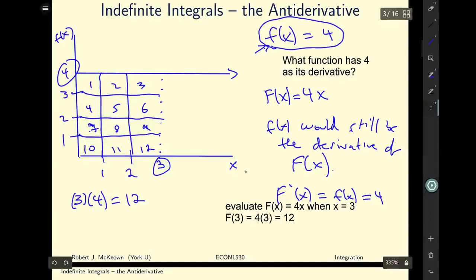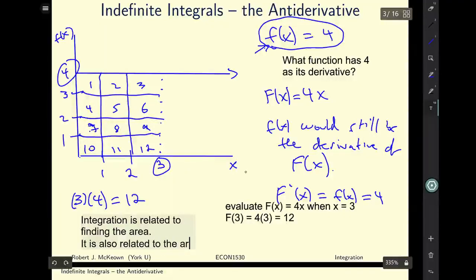So what can you take away from this? Well, a couple of things, and we're going to talk about them in the coming videos. Integration is related to areas, to finding the area. It is also related to the area beneath the curve, in this case f of x.